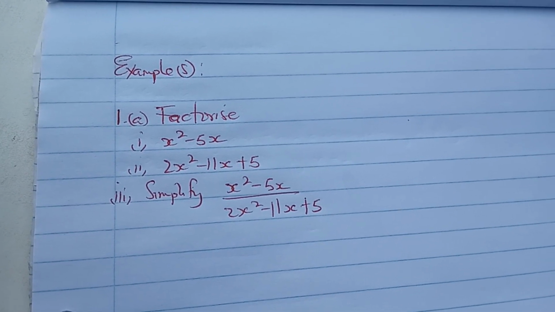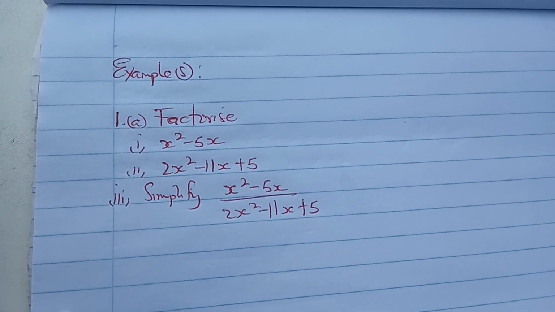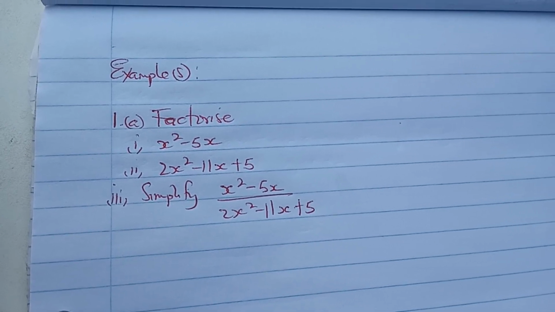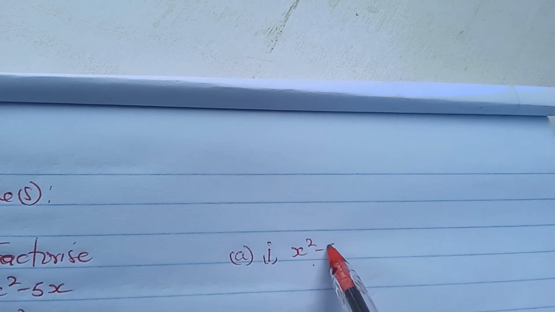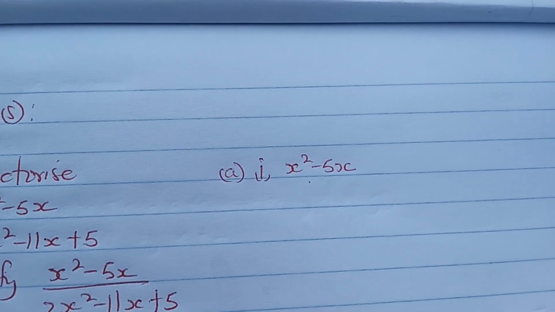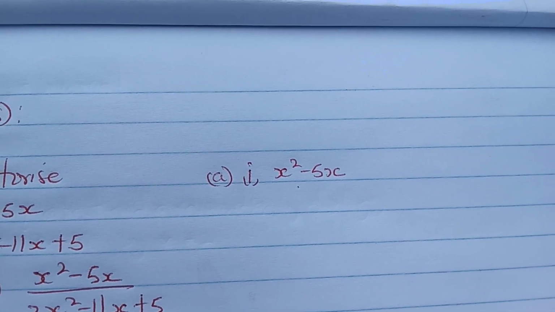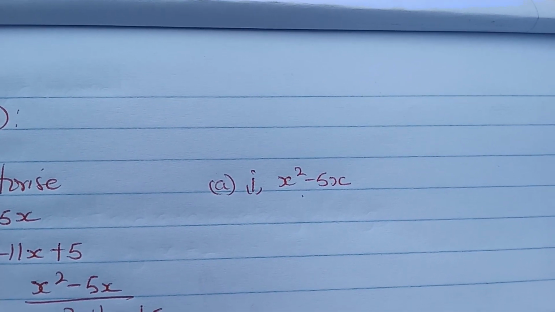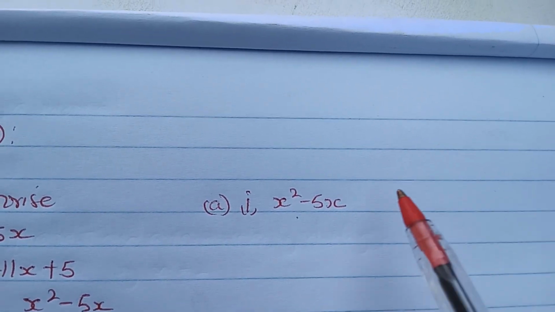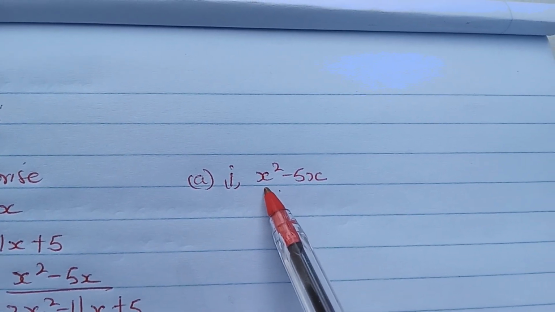1a. Factorize, Roman figure 1: x to the power of 2 minus 5x. To factorize this, we just look for the common factor here. What is our common factor? The common factor is x.